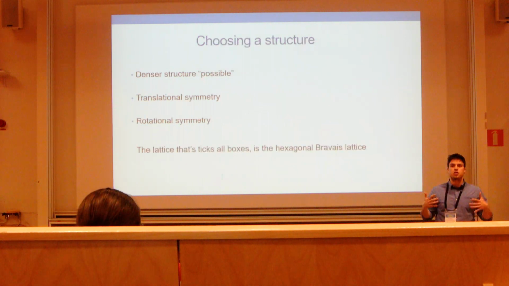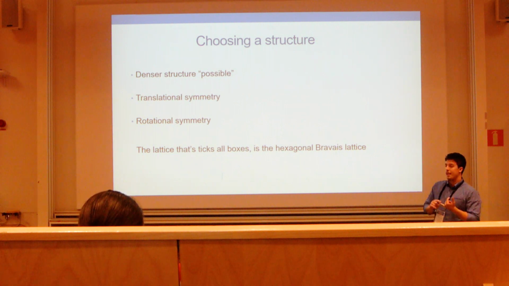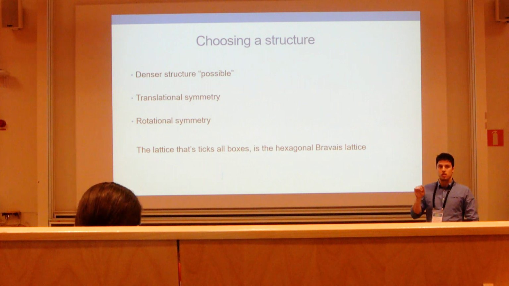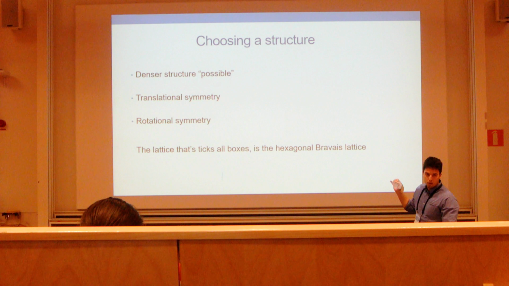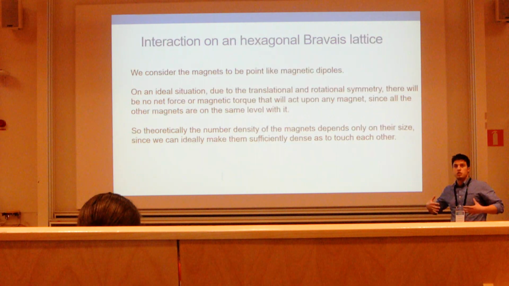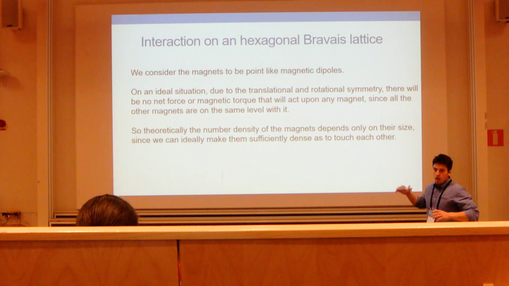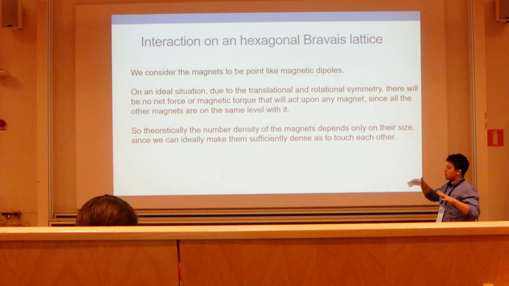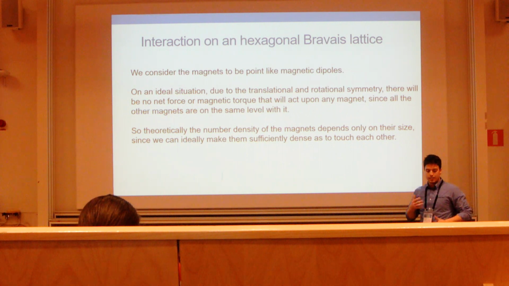First, we need to choose a structure to put the magnets on. This structure needs to be dense, to have translational symmetry, and to have rotational symmetry. And the lattice that ticks all the boxes best is the hexagonal Bravais lattice. First, we need to know how interaction works on this hexagonal lattice. We need to consider the magnets as point-like magnetic dipoles.